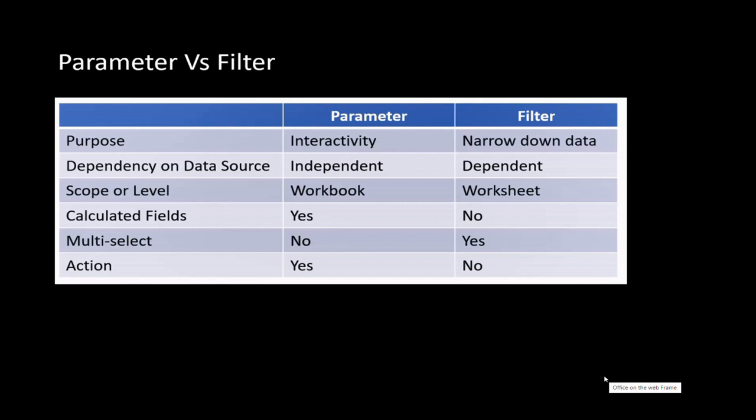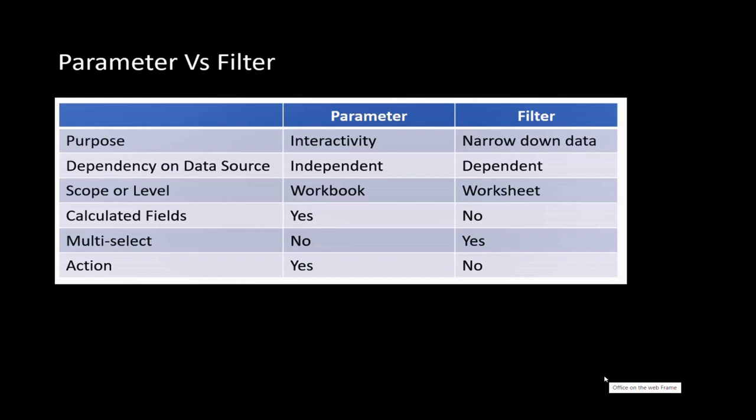The second point is dependency on data source. A parameter is independent of the data source, whereas a filter is dependent. Then the third point is scope or level. When we create a parameter, what is the scope? And when we create a filter, what is the scope? When we create a parameter, it is global and applies to the entire workbook. But when we create a filter, it is restricted to that particular sheet itself. But in filters, we have an option where we can apply the filter to all the worksheets and at the data source level as well.